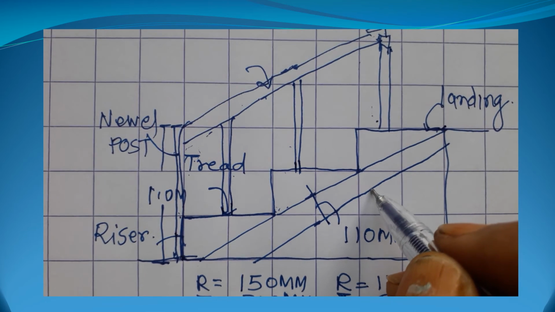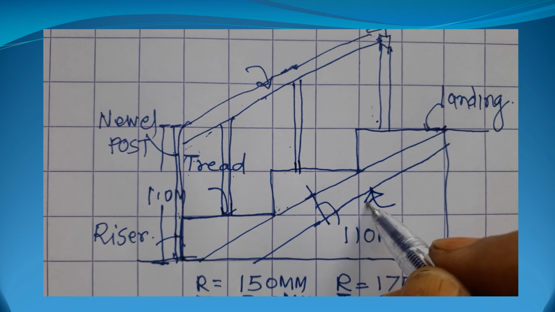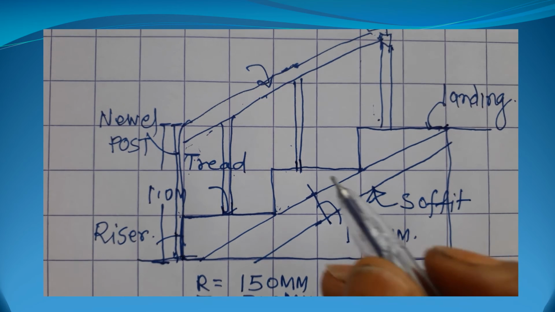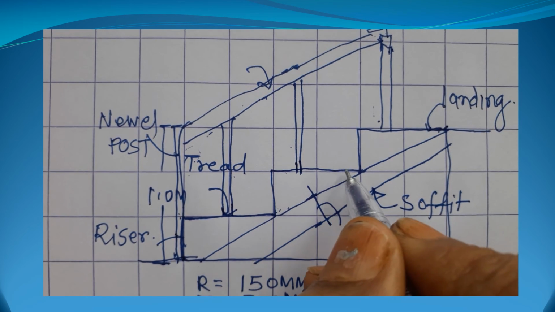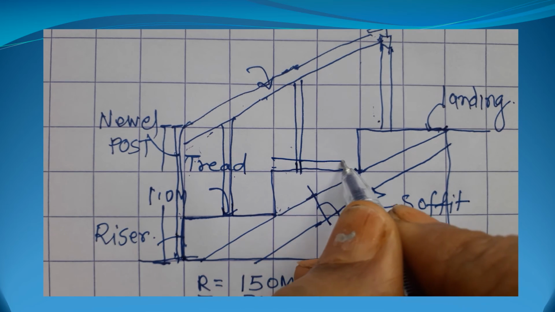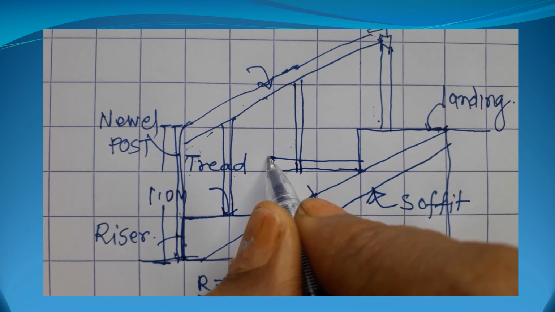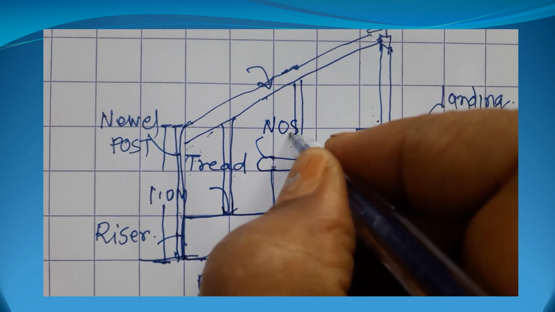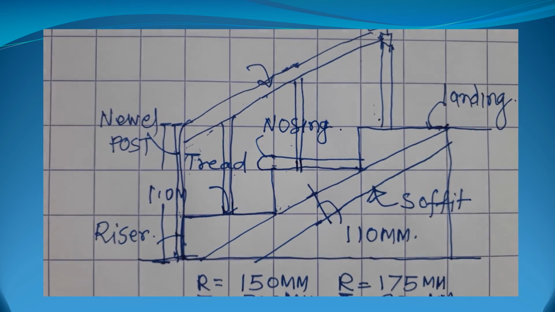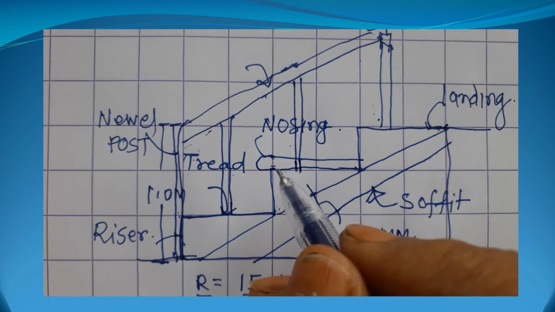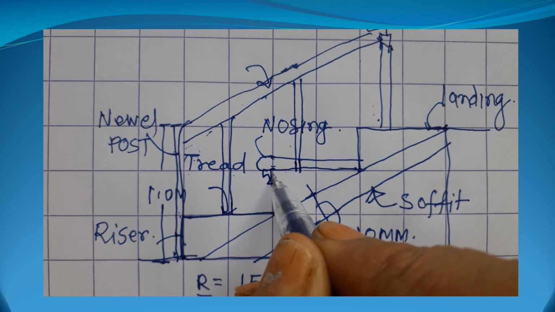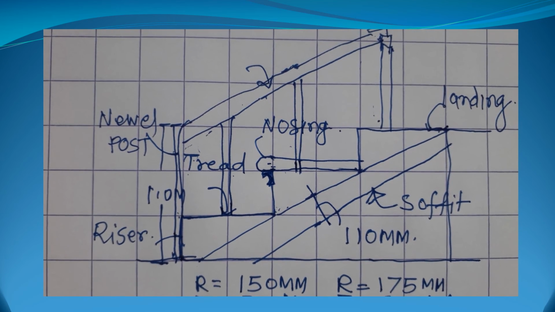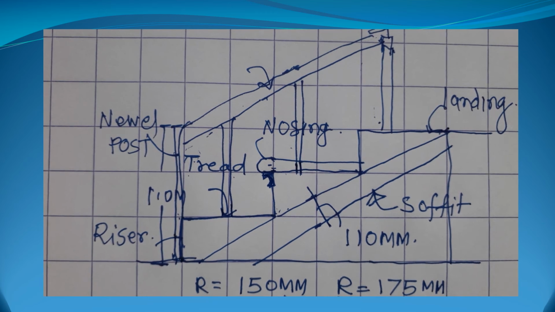The bottom portion of the staircase will be called the soffit. Where there is a tread, there must be some material on that tread, and the portion which projects out beyond the riser of the tread will be called the nosing. This is the decorative part of the staircase, and in wooden staircases the nosing is supported by the scotia. Scotia is a small member which is supporting the nosing. So this is all about the staircases.